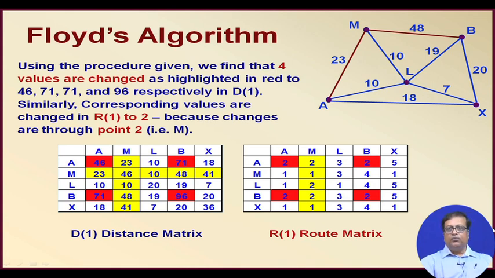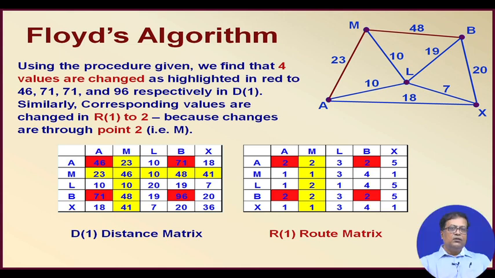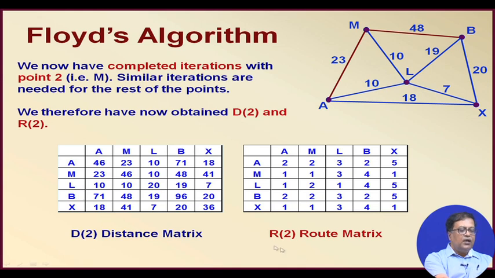That means through 1 the values are obtained. Then what do we do? Logically, where do we stop? We started at D0 and R0. Through all these distances we have computed D1 and R1, and finally, we have reached the D2 and R2 matrix, right. 1 was through A and 2 is through M, right. So, we have now obtained both D2 and R2. Both these matrices are now obtained.